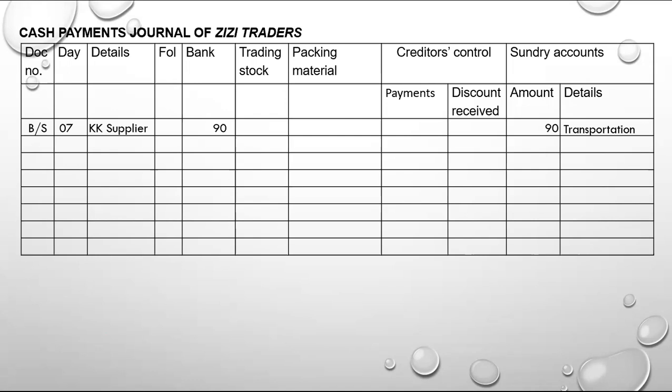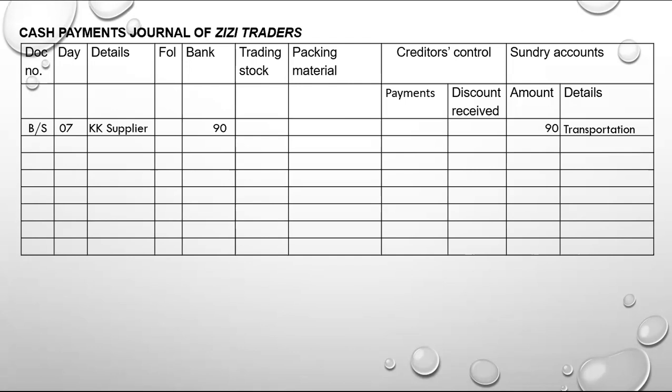If it was just to transport merchandise or trading stock, we were going to record it under trading stock. But because here it was for the transportation cost of trading stock and packing material, we'll include it under sundry. And understand that it's transporting trading stock from the supplier to us. That's why we include it as an expense.